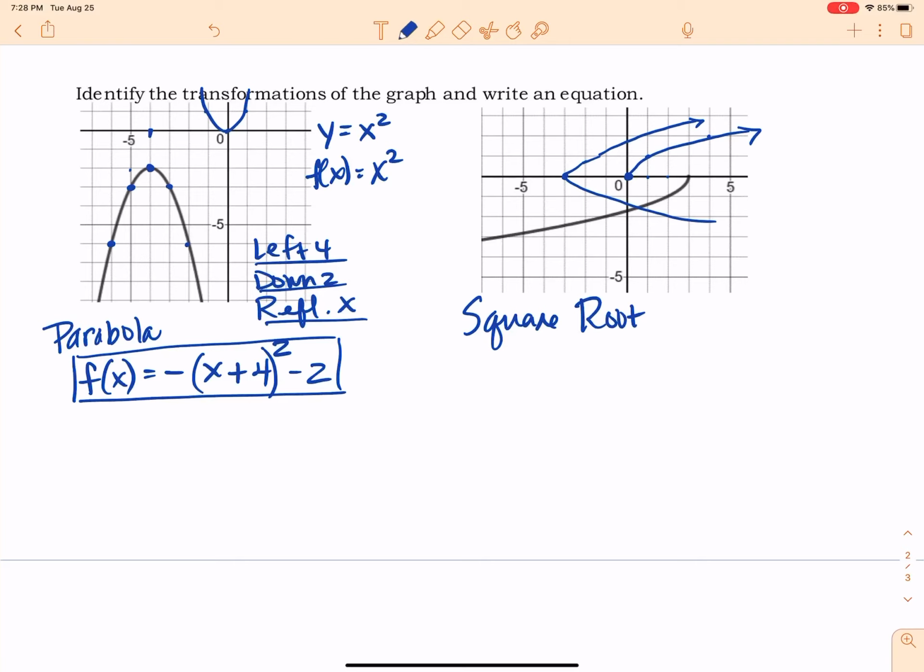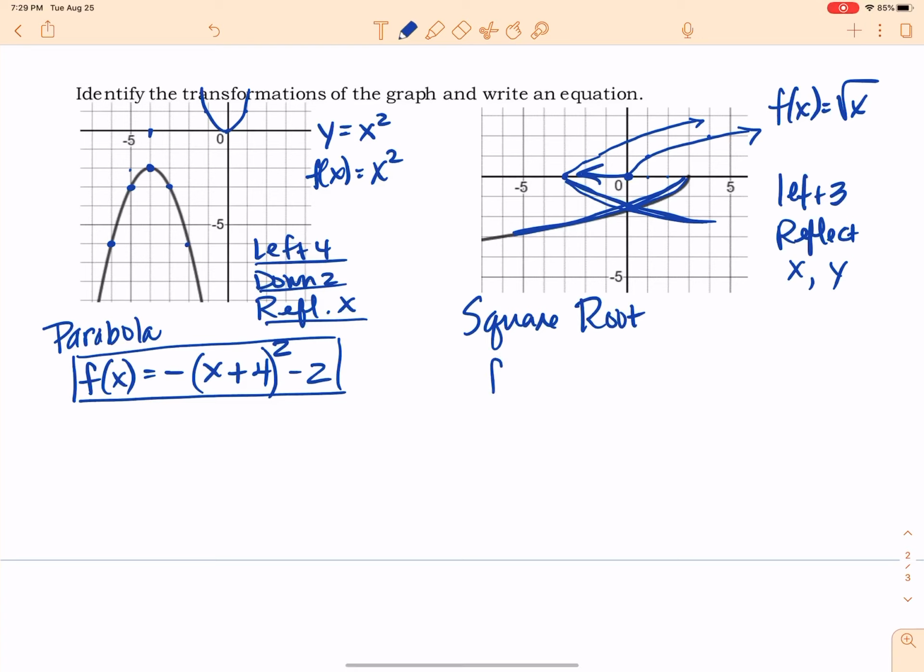Because if now I take this and I reflect it over the y-axis, that's going to give me that. So what's happening here is the function is moving left 3, so that left 3 movement, and it is reflecting not once, but twice. So it is reflecting over the x-axis, then it's reflecting over the y-axis. So I know that my function equation looks like that. That's what my parent looks like. So now I have to figure out what to do with this.